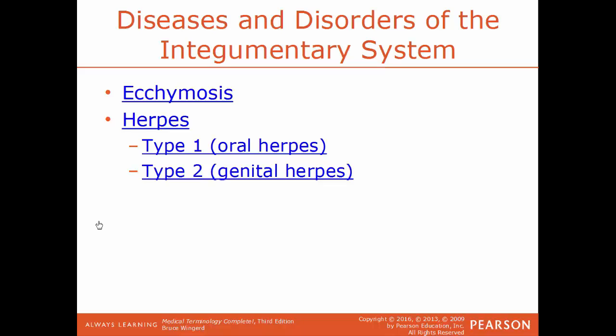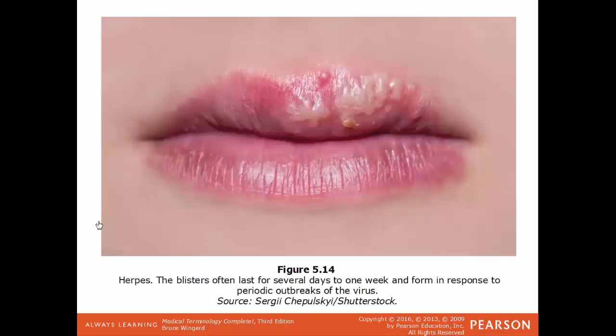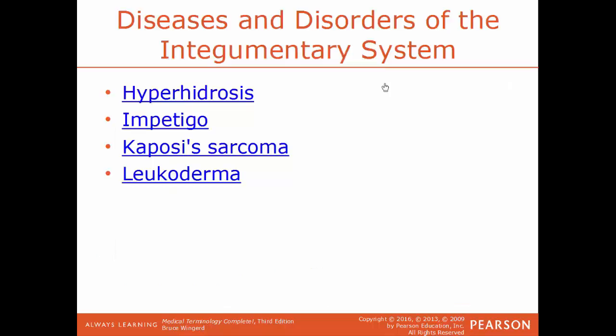It's where you'll find the sores around the genital. Here's an example of type 1 herpes with the lesions, the blisters right around the mouth. The next one, hyperhidrosis. This is a condition of excessive sweating. Hyper means an excess of or above normal, and hidrosis, or hydro, is a reference to sweat.